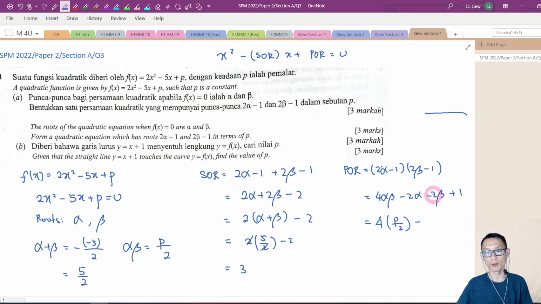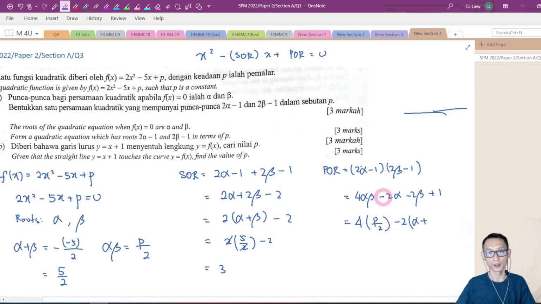Okay, I'm going to do some factorization here, so be careful. As I told you just now, when you bring a negative number out, all the signs will change. Negative becomes positive. Negative becomes positive. Okay, let me double check. Yes, correct. Simplify. You get 2p minus 2 times (alpha plus beta), which is 5 over 2, plus 1.